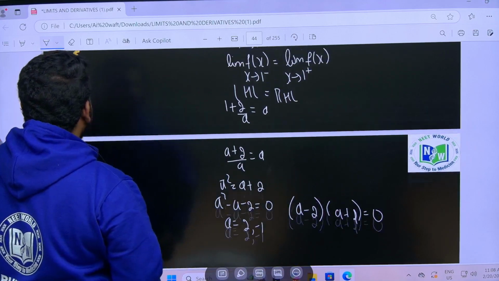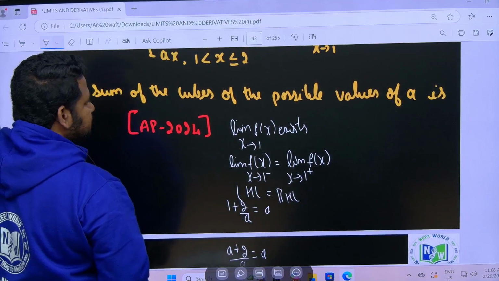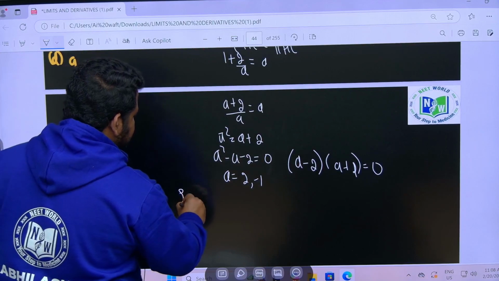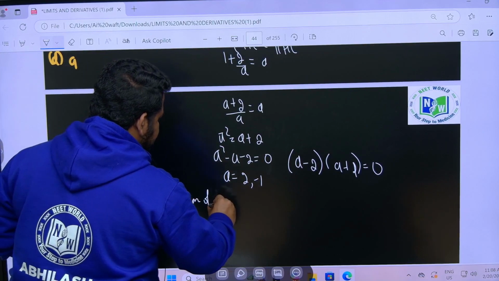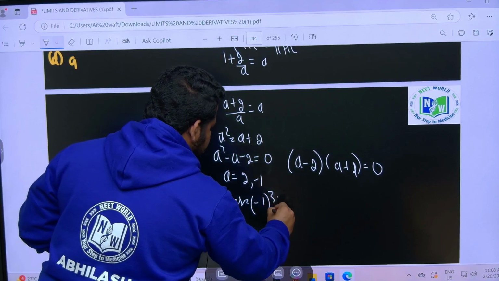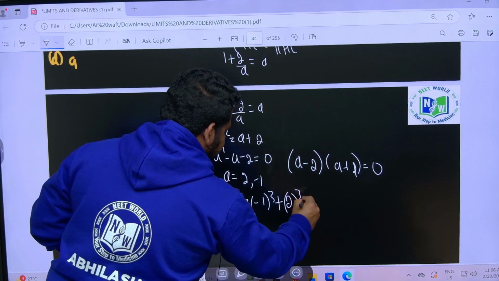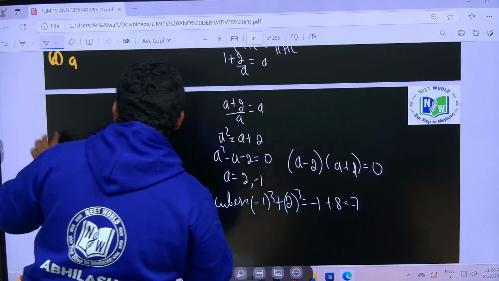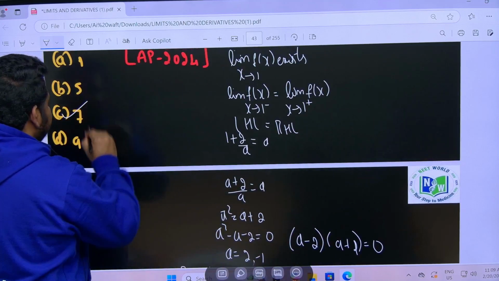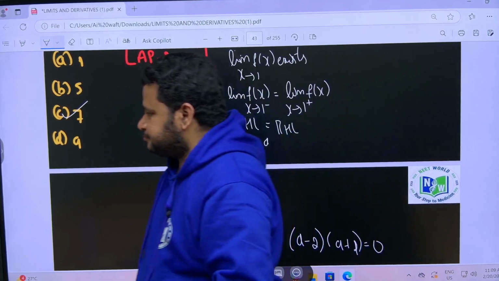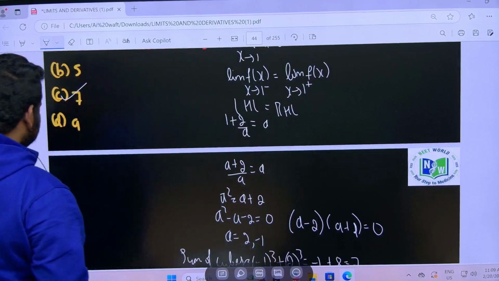They are asking the sum of the cubes of the possible values of a. I am writing steps so that you understand. The sum of the cubes will be minus 1 cube plus 2 cube. Okay, minus 1 cube will be equal to minus 1 itself. 2 cube is 8. 8 minus 1 is 7. So the correct answer to this question is 7, friends. Got it, friends? I hope it is clear. Let us move to the next question.